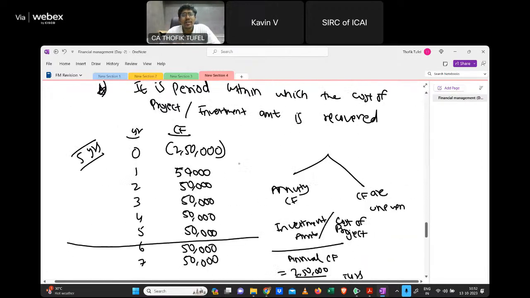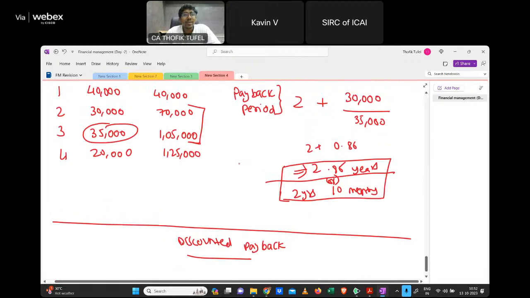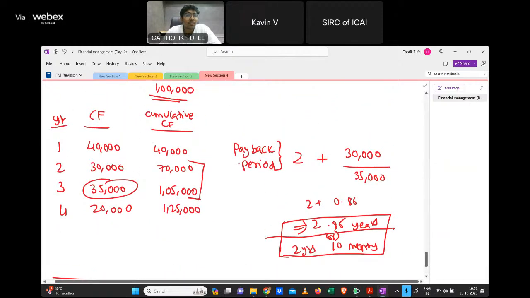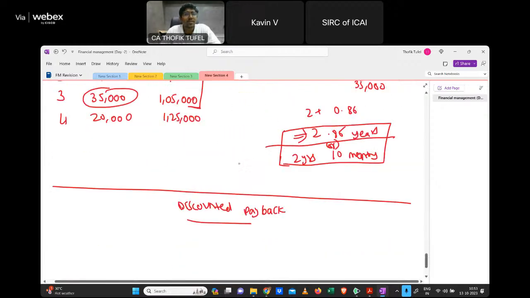In modern techniques, we are calculating from normal cash flows, correct? But you cannot add cash flow 1 and cash flow 2. You cannot add cash flow 2 and cash flow 3. Why? Because there is a time gap. So you have to discount the cash flows, then find the cumulative cash flow, and then find the payback period. This is the discounted payback.